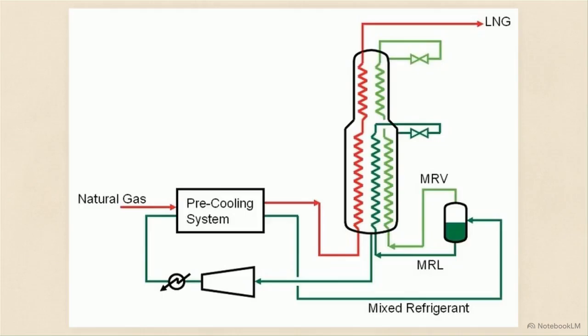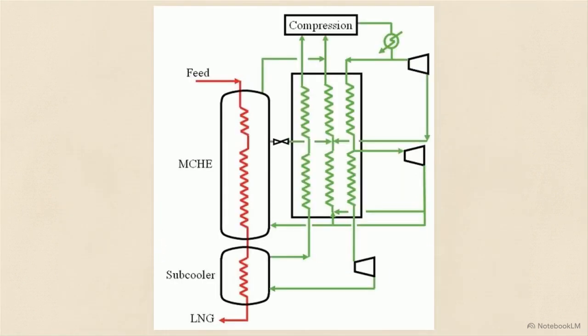Notice the green loop labeled mixed refrigerant. A specialized blend of nitrogen, methane, ethane, and propane is compressed, cooled, and expanded repeatedly to absorb heat from the natural gas. This alternative schematic displays the APNN LNG process.